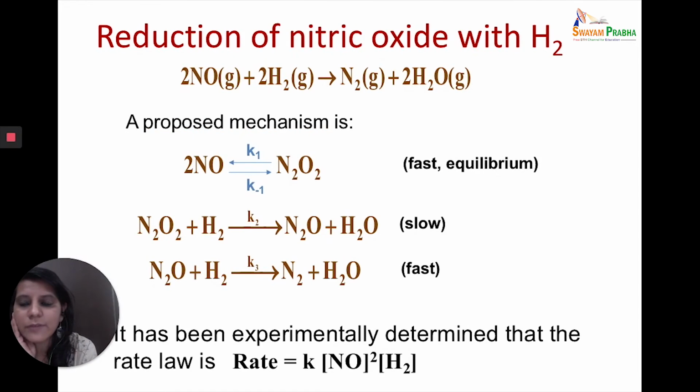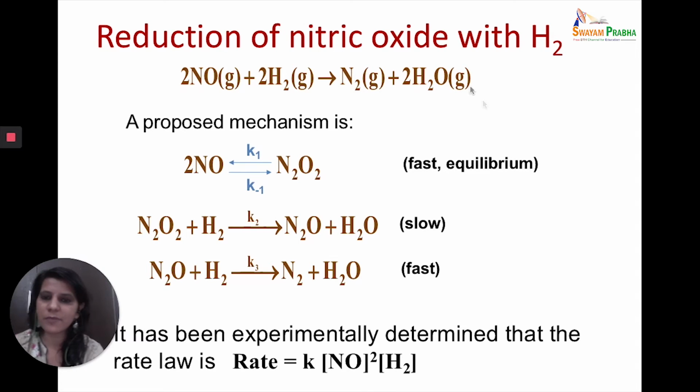Let us look at the first example, that is of reduction of nitric oxide with H2. 2NO gas plus 2H2 gas gives you N2 gas plus 2H2O. So once we've got this reaction, we perform an experiment and find out the value of the rate law from the experiment. This is the experimental rate law.